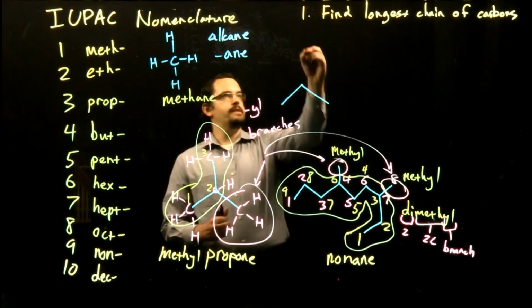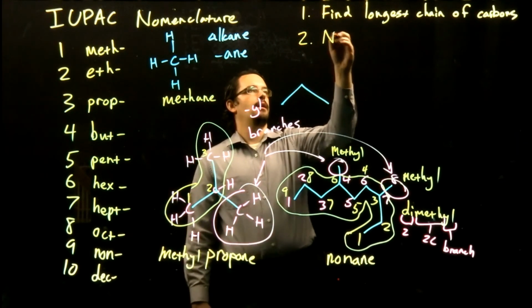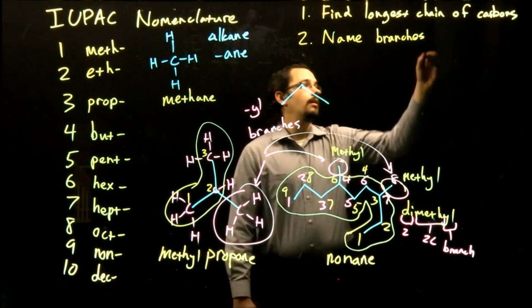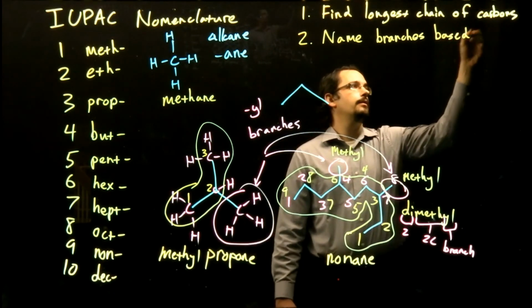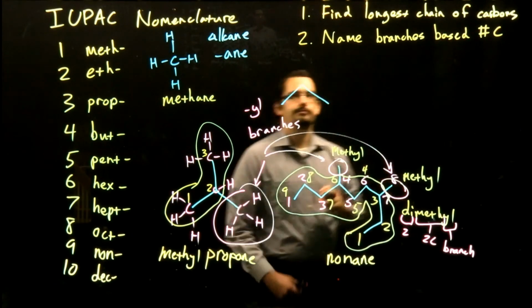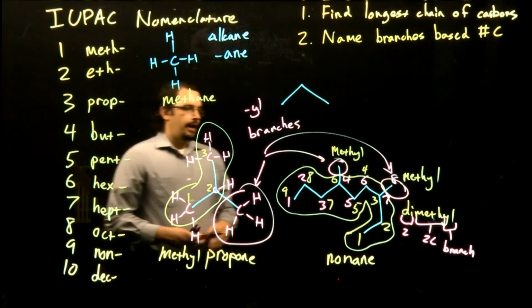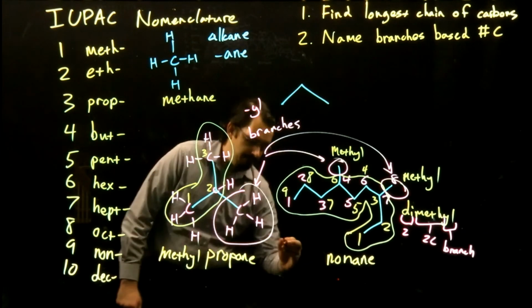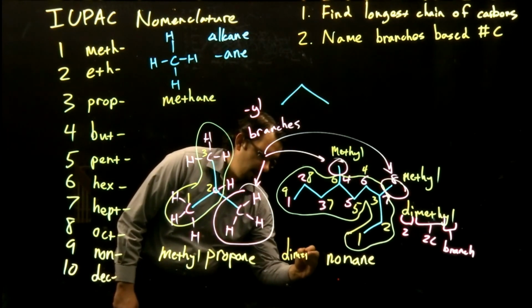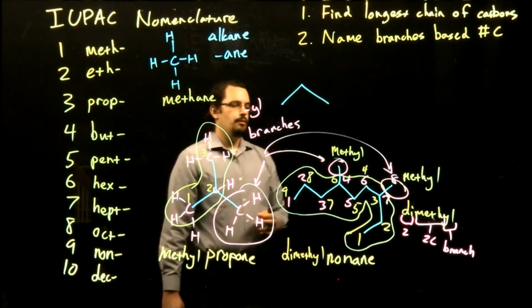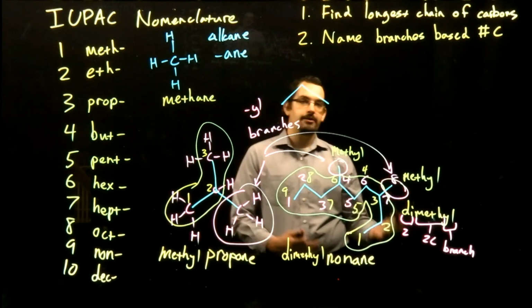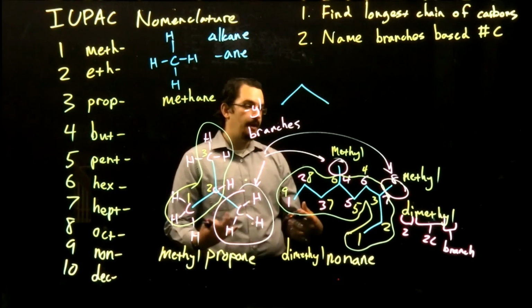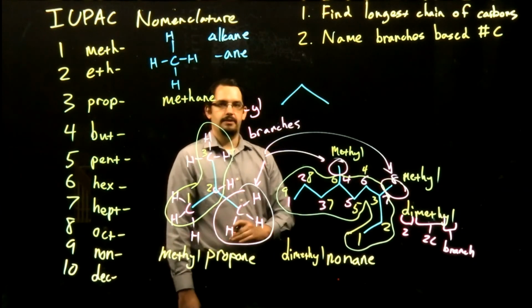So this is the second key step of our naming. Name branches based on number of carbons. Okay, so now we have dimethyl. So this would be dimethylnonane. I should mention we could also have trimethyl or tetramethyl. That would be indicating 3 or 4 methyl groups, or even pentamethyl would be if you have 5 different methyl branches coming off of your parent chain.